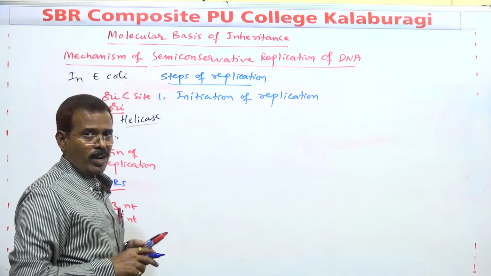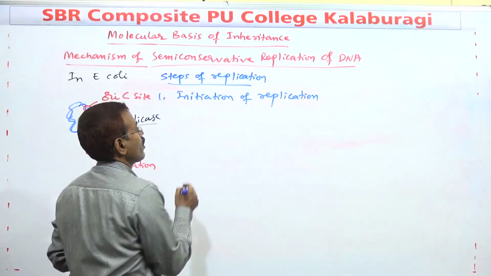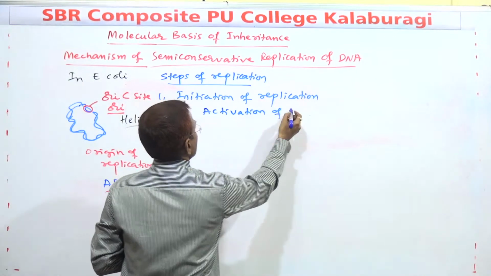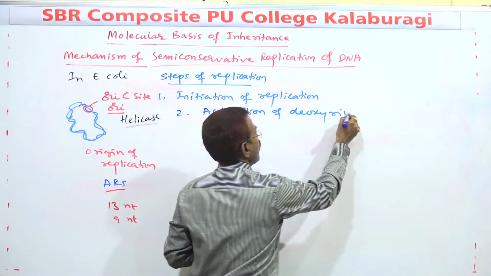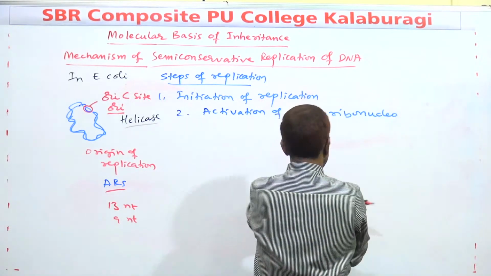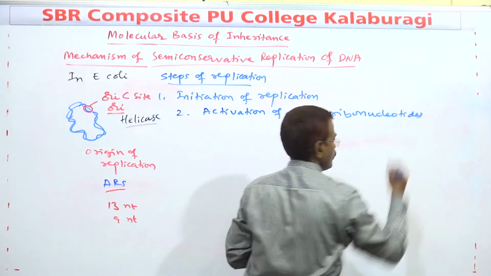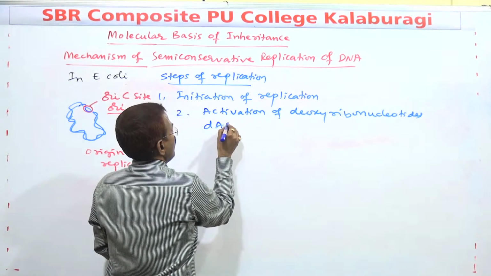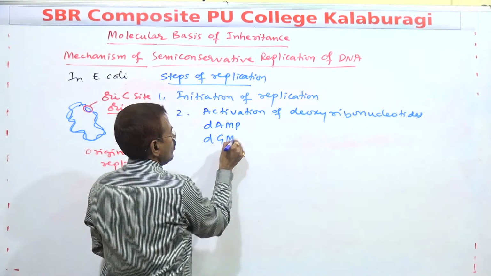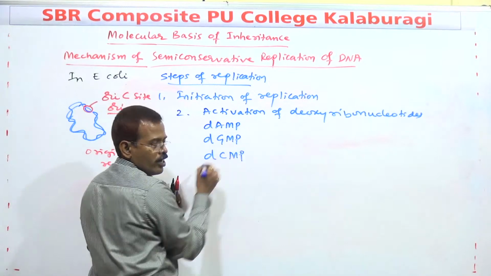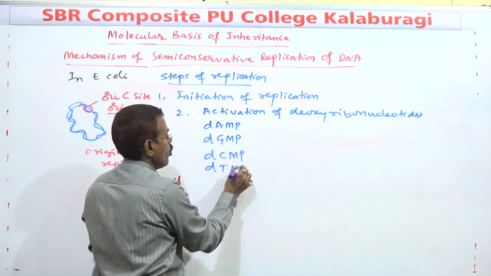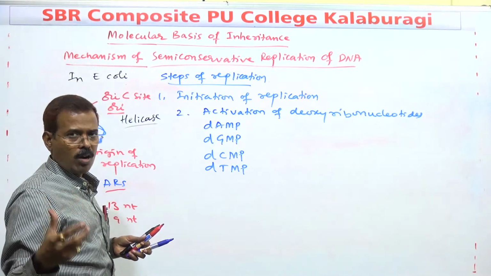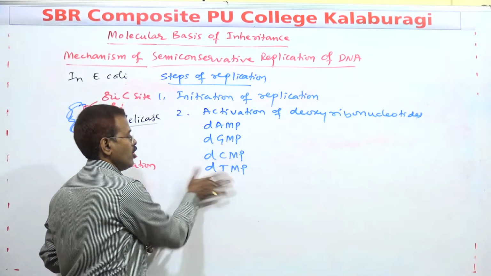Then the second step, what I said, activation of deoxyribonucleotides. We have four kinds of deoxyribonucleotides: deoxyadenosine monophosphate, deoxyguanosine monophosphate, deoxycytidine monophosphate, deoxythymidine monophosphate. These are the nucleotides, monomeric units, the building blocks of the polynucleotide chain, that is the DNA.